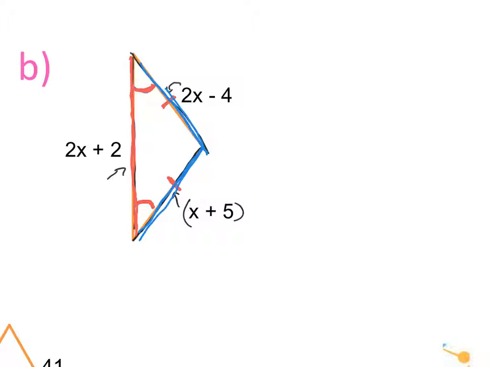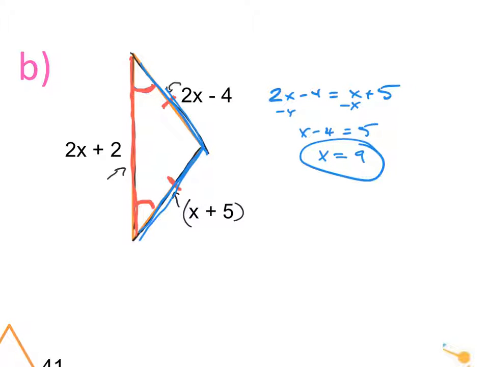So then, instead of your equation, it would be 2x minus 4 is equal to x plus 5. And then you have to get x on one side, so you subtract x from the right side, and then you get x minus 4 is equal to 5. So then you add 4 on both sides, and you get x is equal to 9.